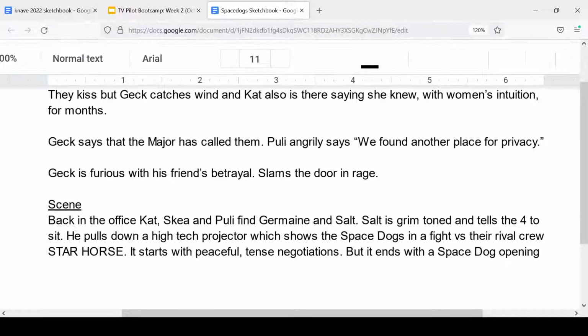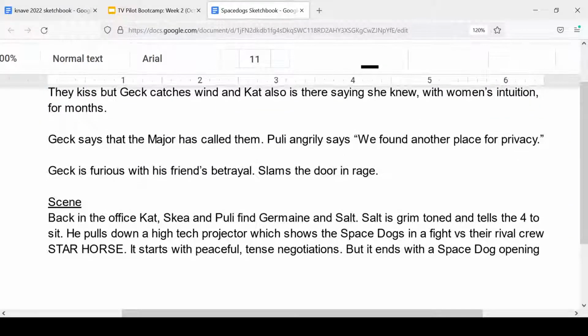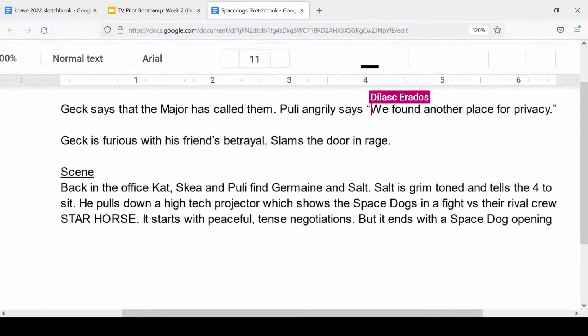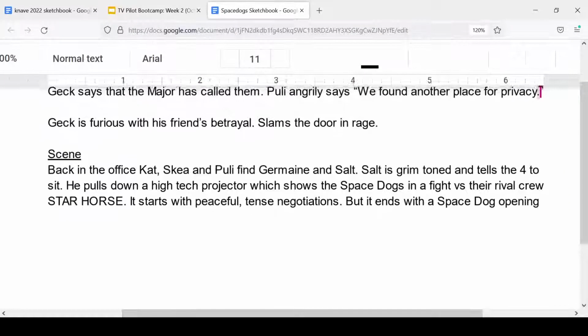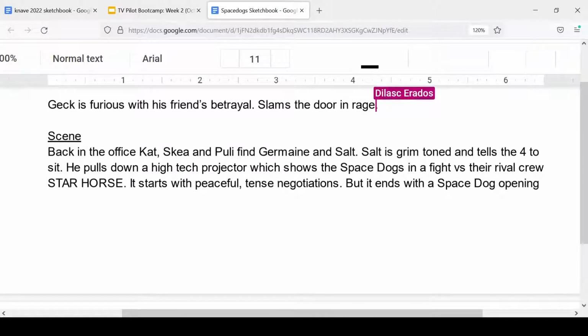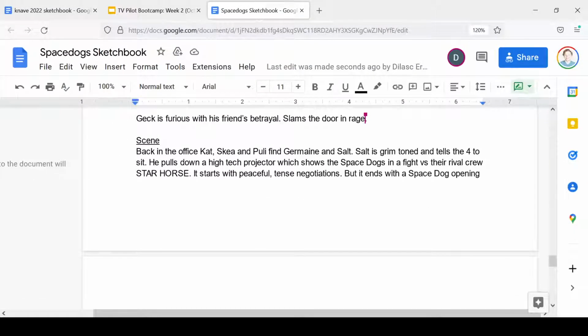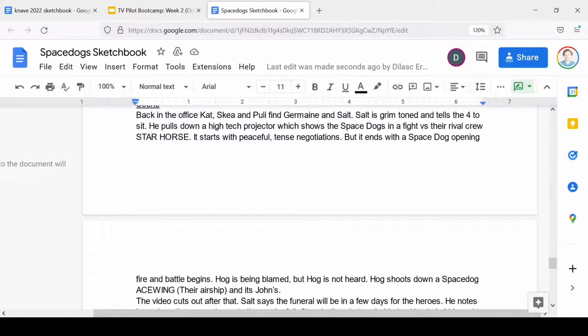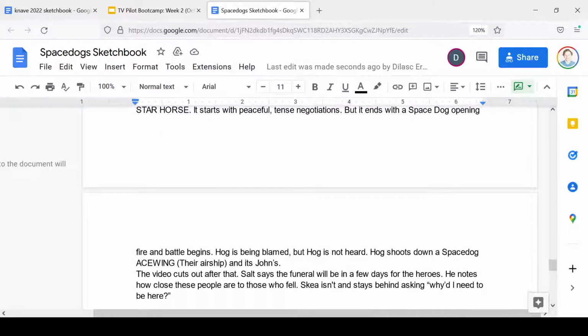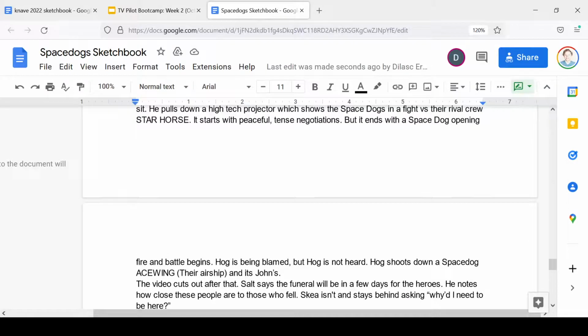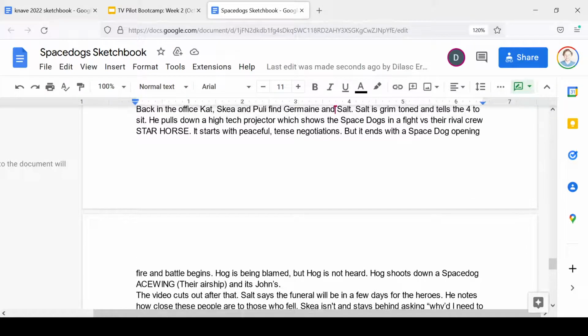They kiss again, but Geck catches wind, and Kat also is there saying she knew for months. Geck says the Major has called them, and he says we found another place for privacy. Geck is mad that he's been hooking up with the bully and slams the door in a rage. Back in the office, Kat, Skea, and Pulley find Germaine and Salt. Salt is grim-toned and tells the four to sit. Wait, it starts with peaceful, tense negotiations.